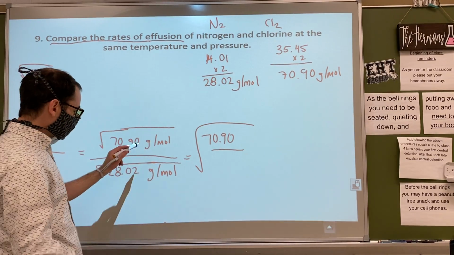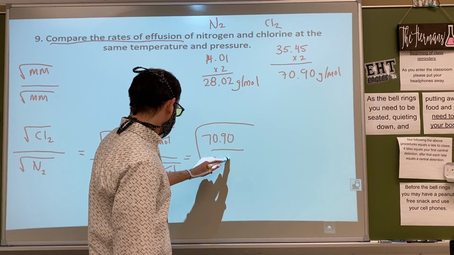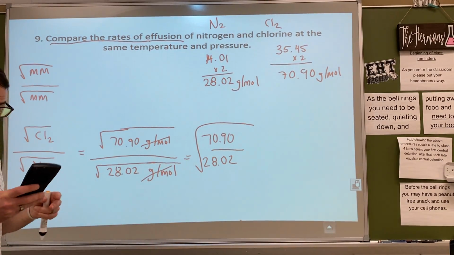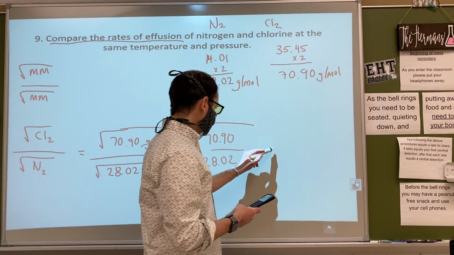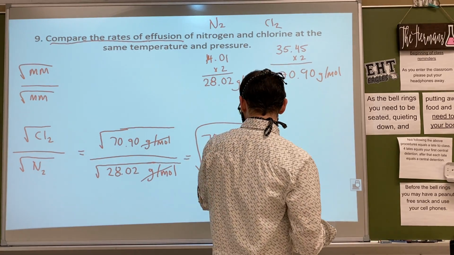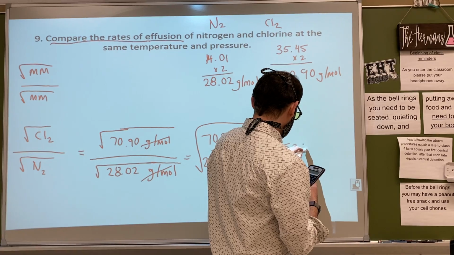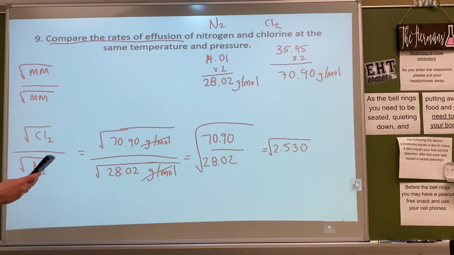You know what else I like to do? Cross out these grams per mole, so I don't have to write them again. So I'll divide these two. We'll get an answer. Let's make sure we can do this together. All right, 70.90 divided by 28.02. There's 4 sig figs over here, so that gives us 2.530. And that still needs to be square rooted, right? All right, let's square root that. Please try this in your calculator too. Make sure we get the right number.